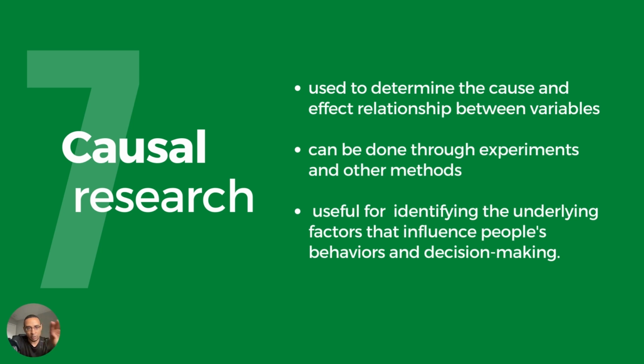So let's say you have one ad with a different type of copy or headline or image, and you have another one that's completely different. You can take the data and determine what caused that data to be different from the other ad. So A/B tests are a really good example of causal research.